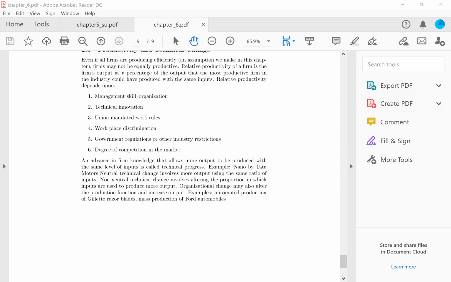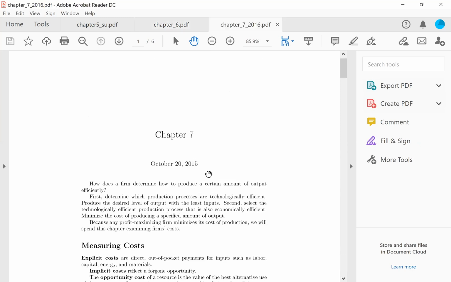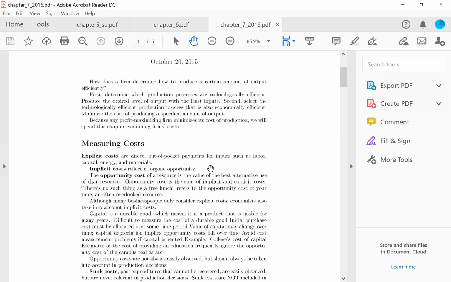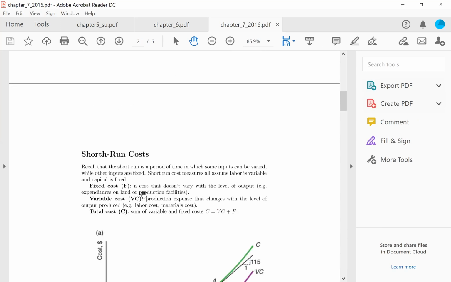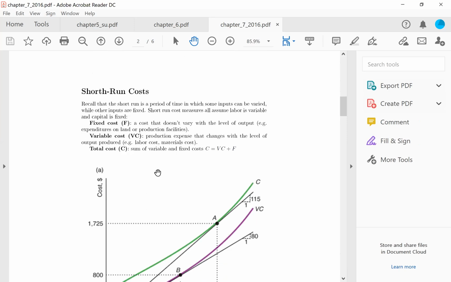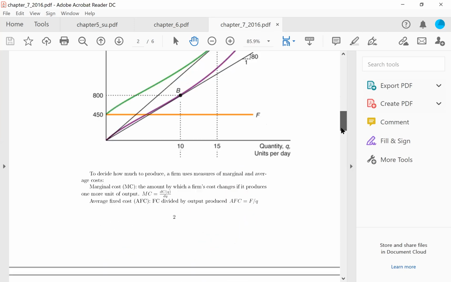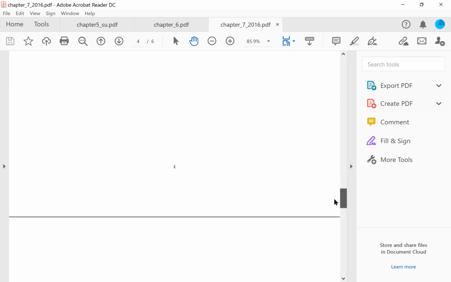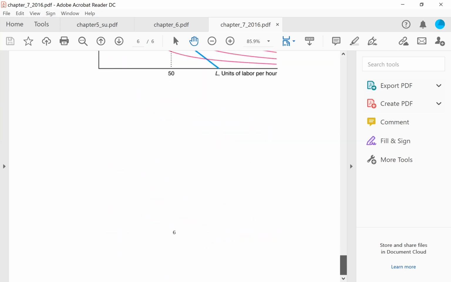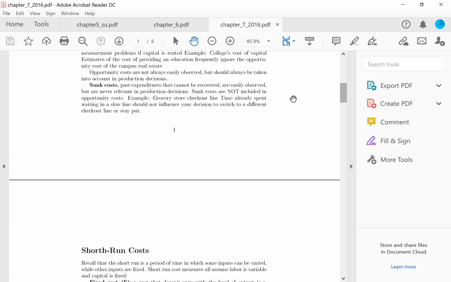Chapter 7. You are not responsible for measuring cost. You are responsible for short-run costs. You are responsible for long-run costs. And that's it. And finally, chapter 8.